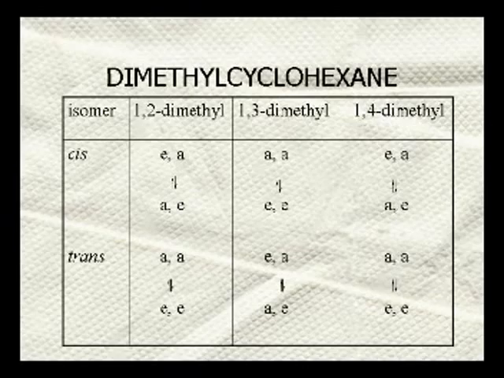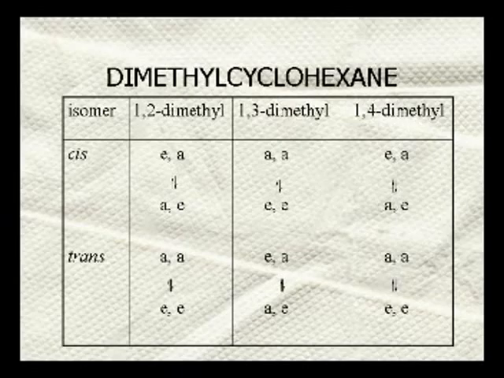Let me go to 1,4 disubstituted cyclohexane. There, the equatorial-axial combination is cis. Likewise, axial-equatorial is also cis. For trans, the required combination is axial-axial and equatorial-equatorial. If the axial-axial functional groups are available and you flip the molecule, we will get the equatorial-equatorial combination, which is also trans. So this is the table prepared for identifying the cis-trans isomerization in 1,2, 1,3 or 1,4 disubstituted cyclohexane. Next, let me go to the energy considerations of this system.